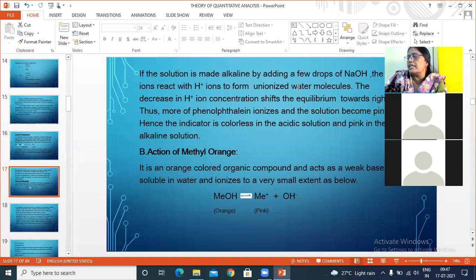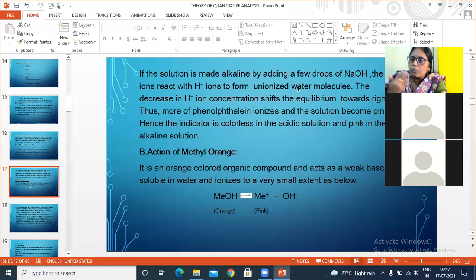HIn is an indicator, or HPh is the phenolphthalein indicator, which gives H plus and Ph minus. The H plus ions formed from the dissociation of the phenolphthalein indicator are ready to react with OH minus ions from the alkali, which converts them into undissociated water molecules, H2O. So when H plus reacts with OH minus ions, the concentration of H plus ions is going to decrease.